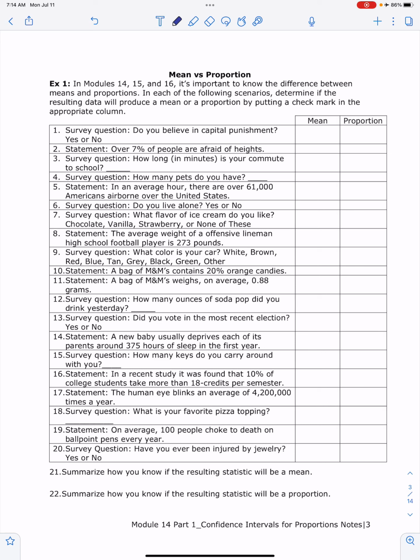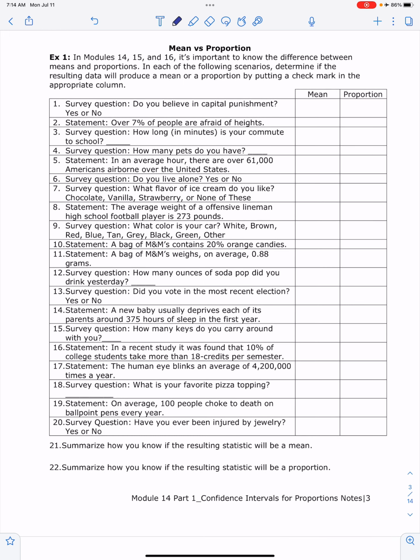It is really important. These are the Module 14 Part 1 notes. This is page 3. As we go through, that we can identify whether we're dealing with a mean or a proportion. So example 1 here just has some scenarios we are going to identify as a mean or proportion.